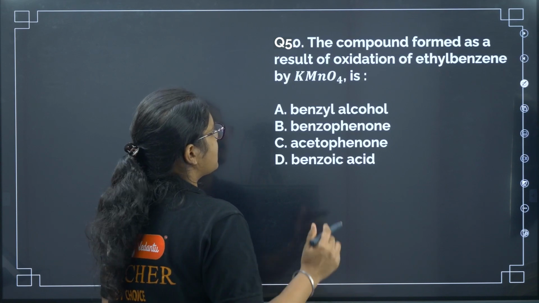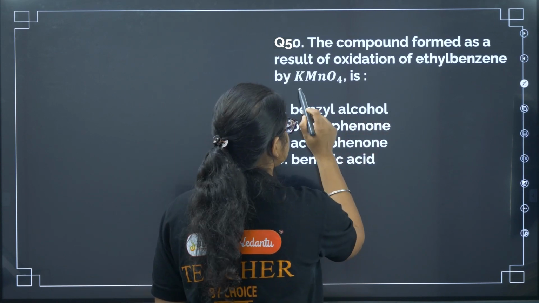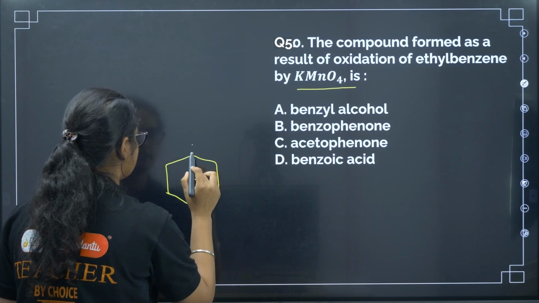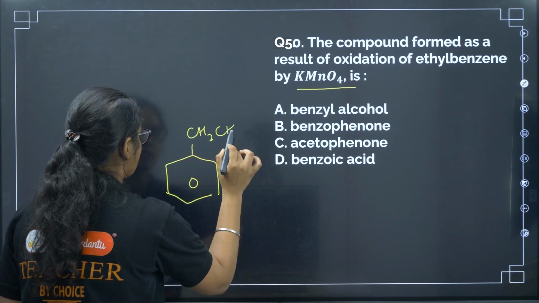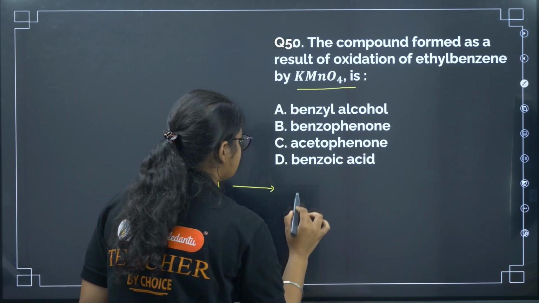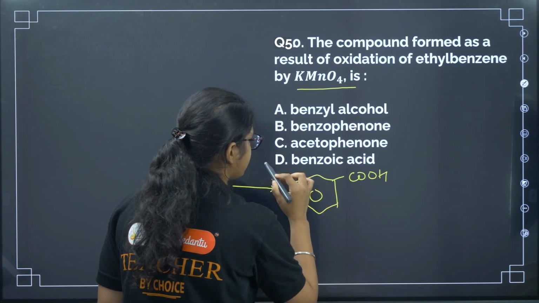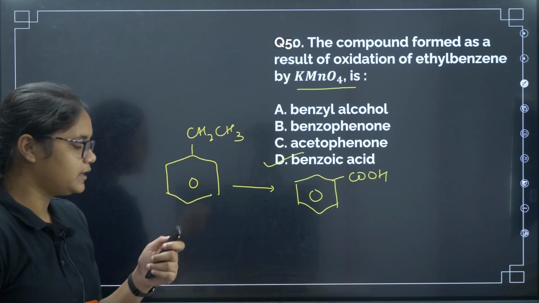Question number 20. The compound formed as a result of oxidation of ethyl benzene with KMnO4 is. Okay, so ethyl benzene is there. Now if you do oxidation of this one, we will get benzoic acid. Okay, the correct answer for this question is option number D.